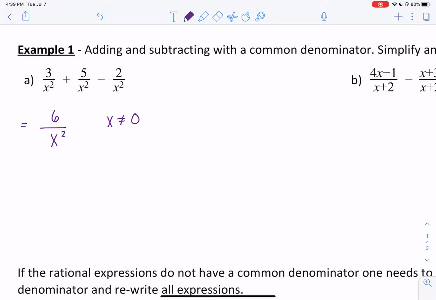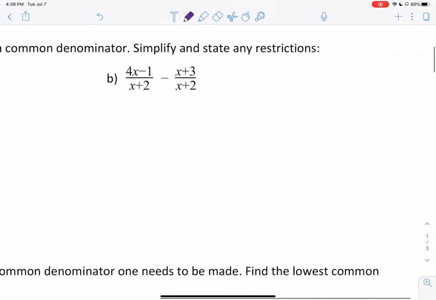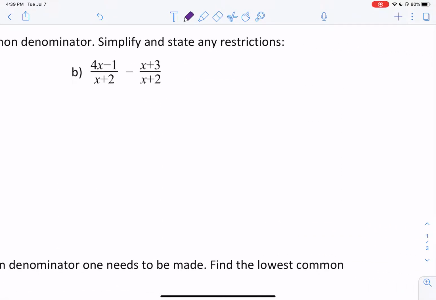Let's try it again with example B. So in example B, we have 4x minus 1 over x plus 2 minus x plus 3 over x plus 2. So because both of these have the same denominator, we can keep the denominator and add the numerators. So we'll have 4x minus 1 minus x plus 3. So make sure that when we're subtracting, you put the expression in the numerator in brackets, just so you don't forget to distribute our negative here.